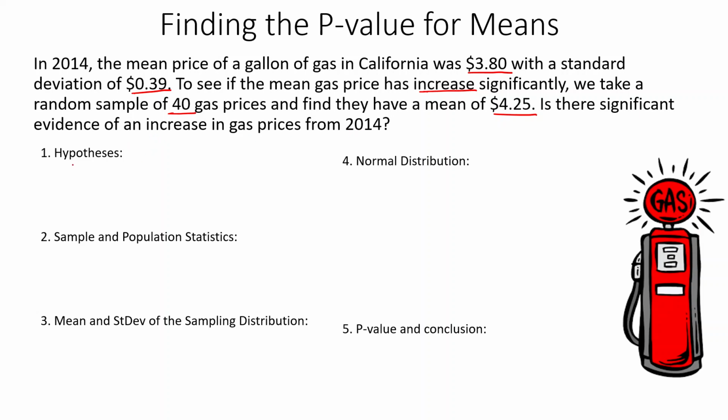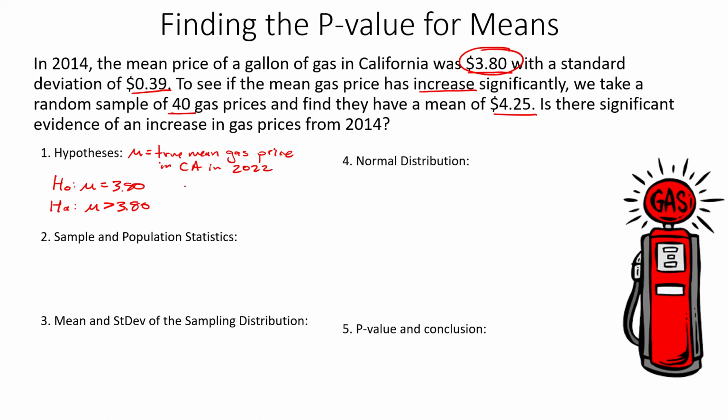All right, so the first thing we're going to need is to know what mean stands for here. It's the true mean gas price in California in 2022, I guess is what we're in now. Our null hypothesis will be that the mean equals whatever we were given to start, which is $3.80. Our alternative hypothesis is the mean has increased. It is now greater than $3.80.